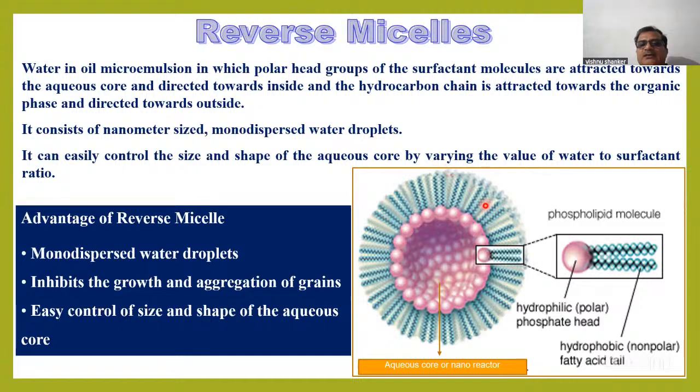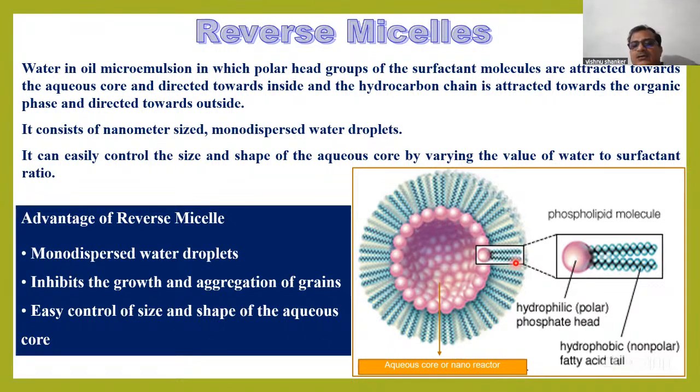Here you see the arrangement of the surfactant, which forms a core, and inside the core is the aqueous phase, while outside is the oil phase. That means the droplet is dispersed in the oil phase, and inside it is aqueous. Whatever you want to synthesize, you make an aqueous solution of it and then make the reverse micelle. Then along with the dissolved aqueous solution, it goes into the core.